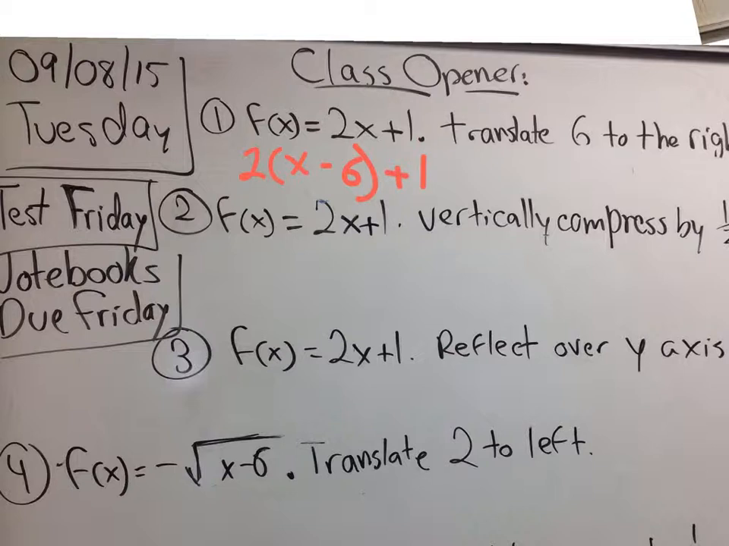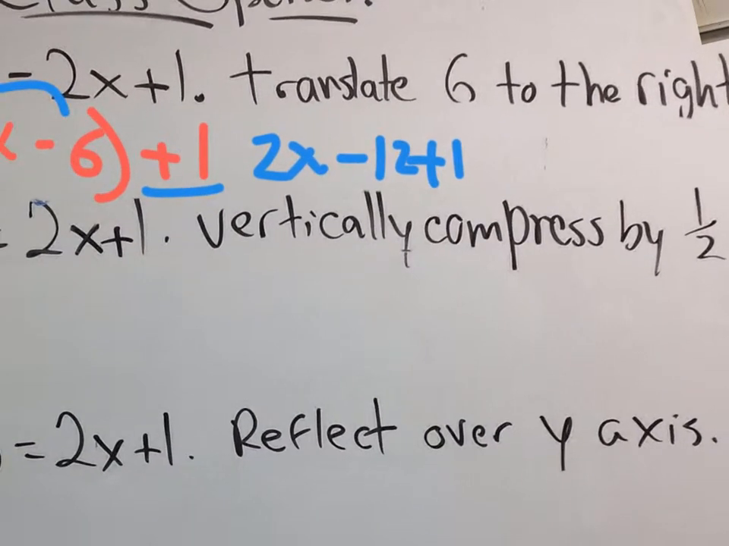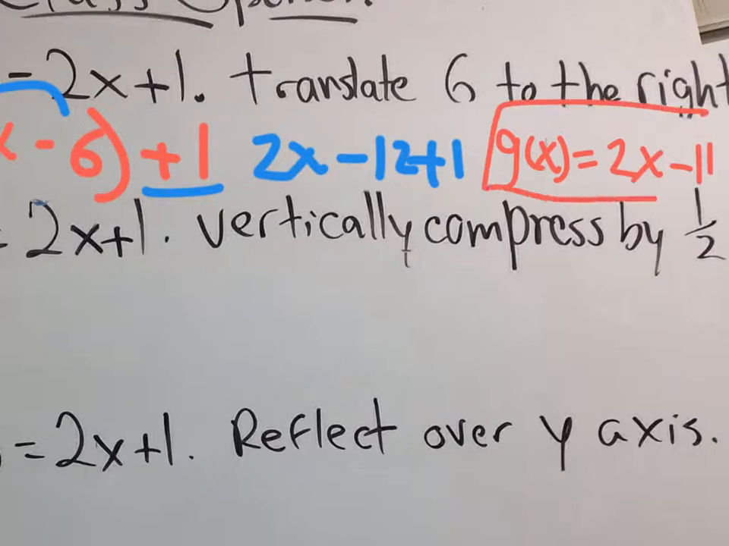So there's nothing to do except simplify, so that's what I'm going to do. I'm going to distribute the 2 times x and get 2x, and then distribute 2 times negative 6 and get negative 12. And last but not least, I'm going to add the 1 at the very end. So my final answer is going to be g of x equals 2x minus 11. That's your final answer right there for number one.